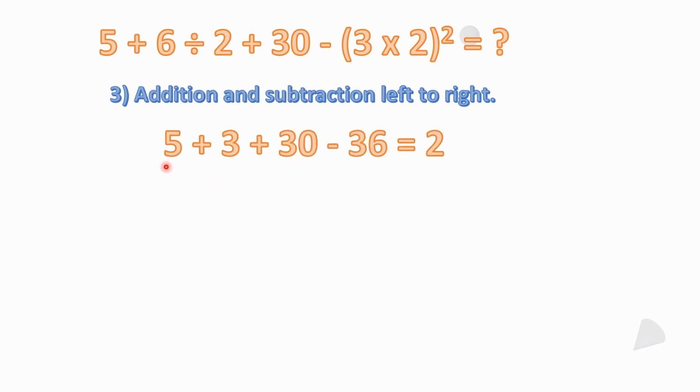That's fairly easy. 5 plus 3 plus 30 minus 36 will equal 2, because 5 plus 3 is 8. 8 plus 30 is 38. So you're going to have 38 minus 36, which will equal 2.